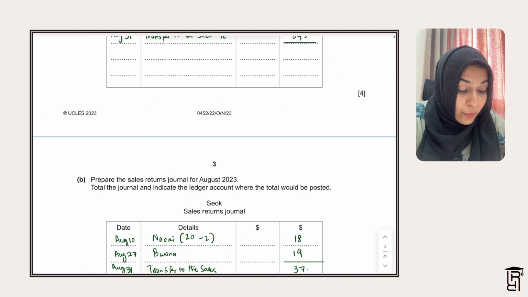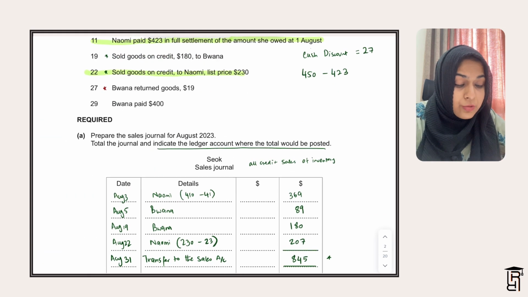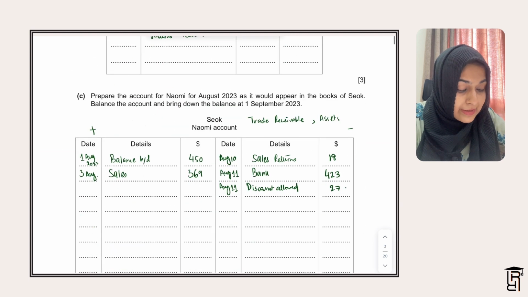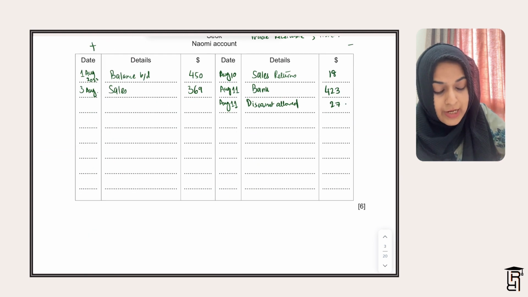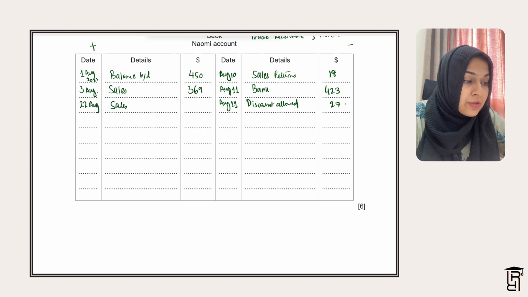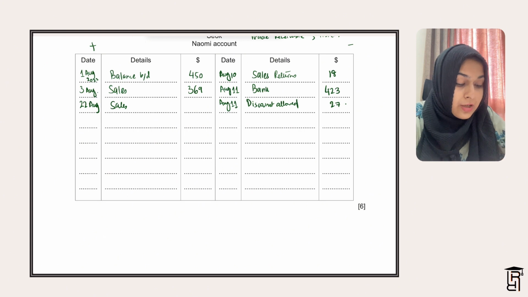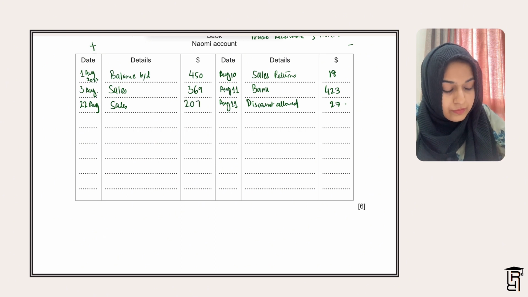Then we are selling more goods to Naomi on August 22. So I need to record this on the debit side of this account. I write here 22nd August. I write here sales, and then that will be 230 minus 23, that will be 207.